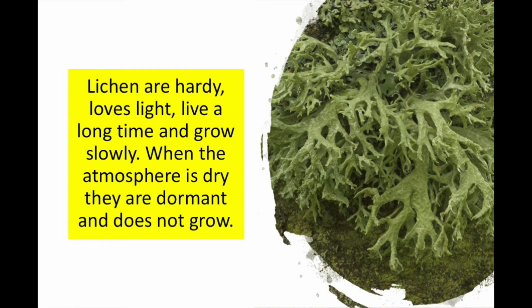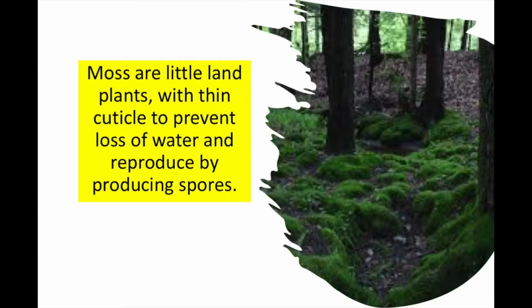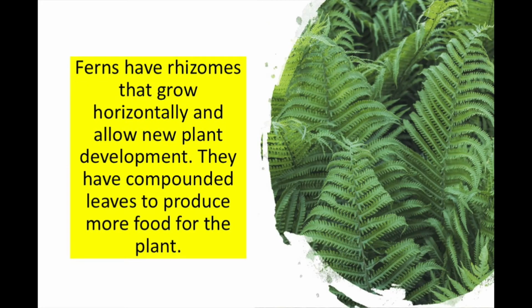Lichens are hard, love light, live for a long time, and grow slowly. When the atmosphere is dry, they are dormant and do not grow. Moss are little land plants with thin cuticle to prevent loss of water and reproduce by producing spores. Ferns have rhizomes that grow horizontally and allow new plant development. They have compounded leaves to produce more food for the plant.